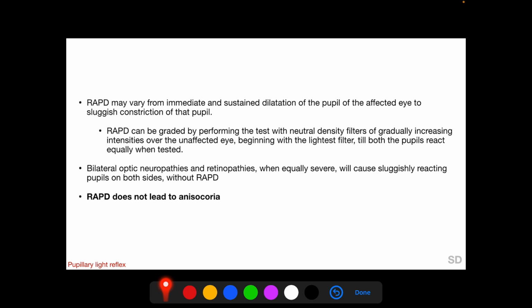RAPD does not lead to anisocoria. This is a very important statement. We will be learning about anisocoria in a subsequent presentation, and anisocoria refers to the unequal size of the pupil in either eye. This does not happen due to afferent pathway defect. That is because the afferent pathway supplies the pupil on both sides.